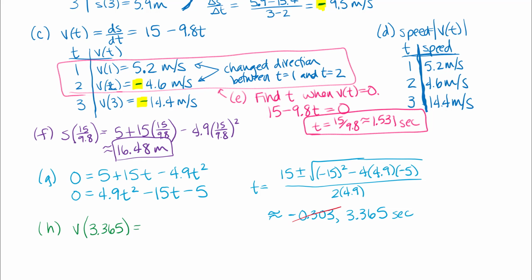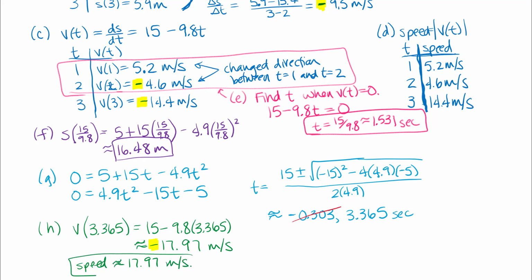So I'm going to plug that into my velocity function: 15 minus 9.8 times 3.365. And I'm going to get an answer of about negative 17.97, and that would be meters per second. That's a negative rate of change. That's a velocity. It actually just asks us for speed, so the speed at that time would be the absolute value of that, 17.97 meters per second.